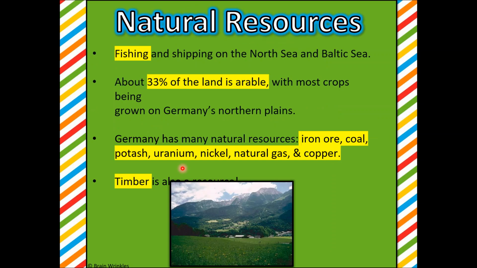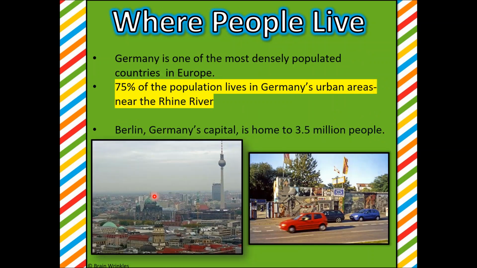When it comes to natural resources, 33% of the land is arable. Of course, because the northern side is open, as we saw on the map, they also have fish. And again, I told you. What did I say? I told you. Coal, iron ore, potash, uranium, nickel, natural gas, copper are a few of their biggest natural resources. Timber is also very useful in Germany.